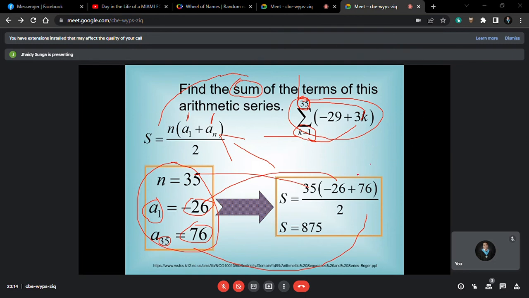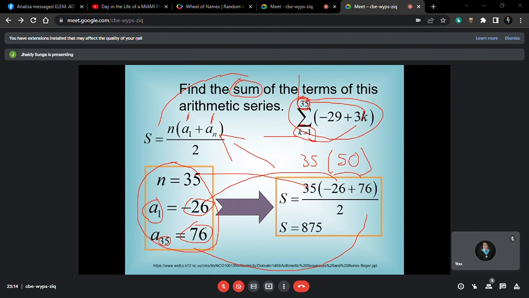After substituting that one, what will we be doing in this part? We add inside the parentheses. We then add negative 26 to 76. If we add negative 26 to positive 76, the answer would be positive 50. So we have 50, then we have 35. 35 times 50, what would be the answer?